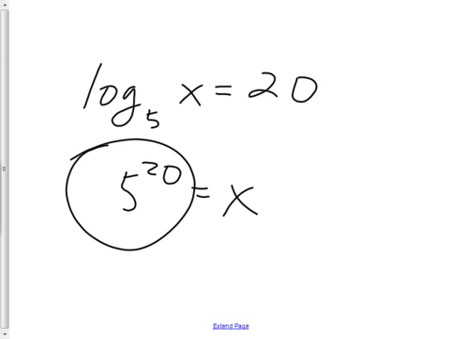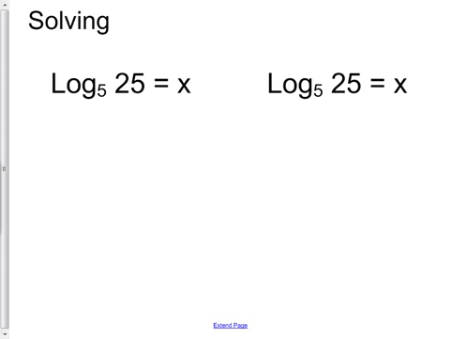5 to the third would be 125. All right. This one. If they said solve for x, what could you say? It is solved, except it needs to be simplified, and the answer would be what? 2. Because this could be written as 5 squared, and then therefore the answer is 2. If these two are the same, then that's the answer.